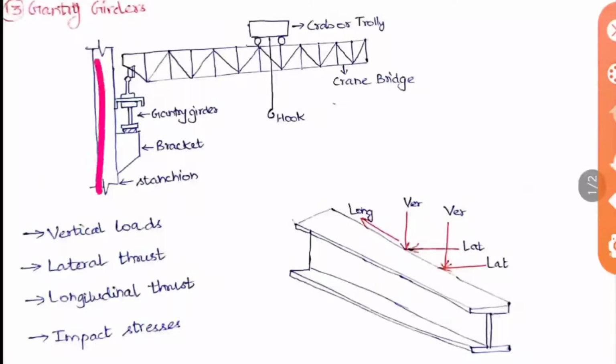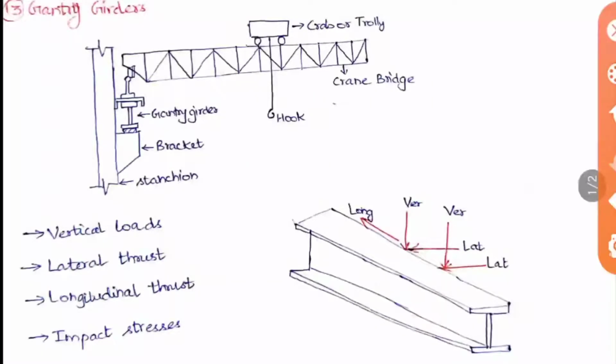First there will be a column, or we call it a stanchion when it is in steel structures, and then they will be placing a bracket for support. Upon that bracket only, this gantry girder will be placed. It is of I section or box section or any section.